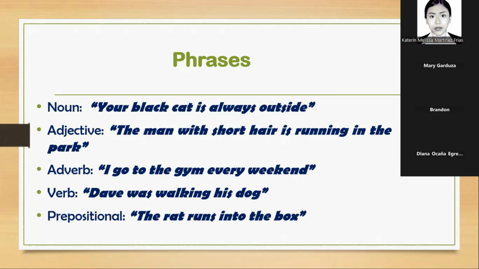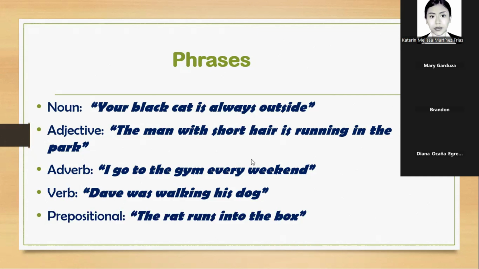And the last one is the prepositional phrase. The rat runs into the box. The prepositional phrase here is into the box, right? So it is working as a prepositional phrase, and it is giving information about the subject. In this case, it is the rat.